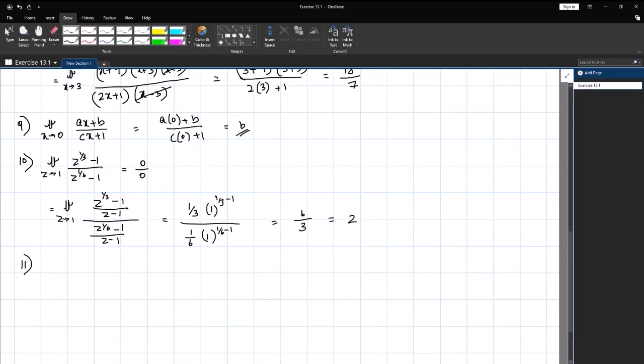Question 11. Limit x tends to 1, ax square plus bx plus c whole divided by cx square plus bx plus a, and they have also given that a plus b plus c is not equal to 0. Again, direct substitution, we'll have a plus b plus c in the numerator and a plus b plus c in the denominator, so all these terms get cancelled and we'll have 1.